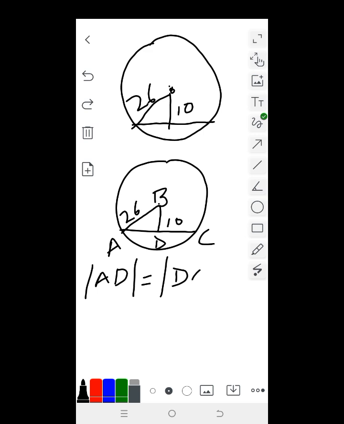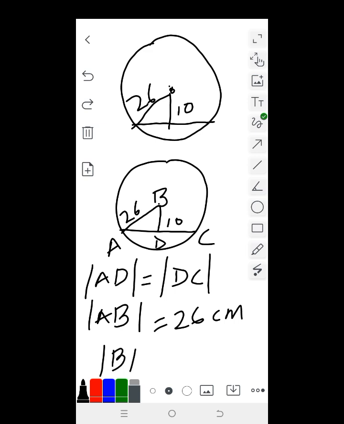Okay, I have my line AB with line AD to be equal to line DC because the bisector BD has bisected the chord AC into two equal halves. AD is equal to DC. Okay, having known that, then we also note that line AB is equal to 26 centimeters. This was given to us in the question. Line AB is equal to 26 centimeters.